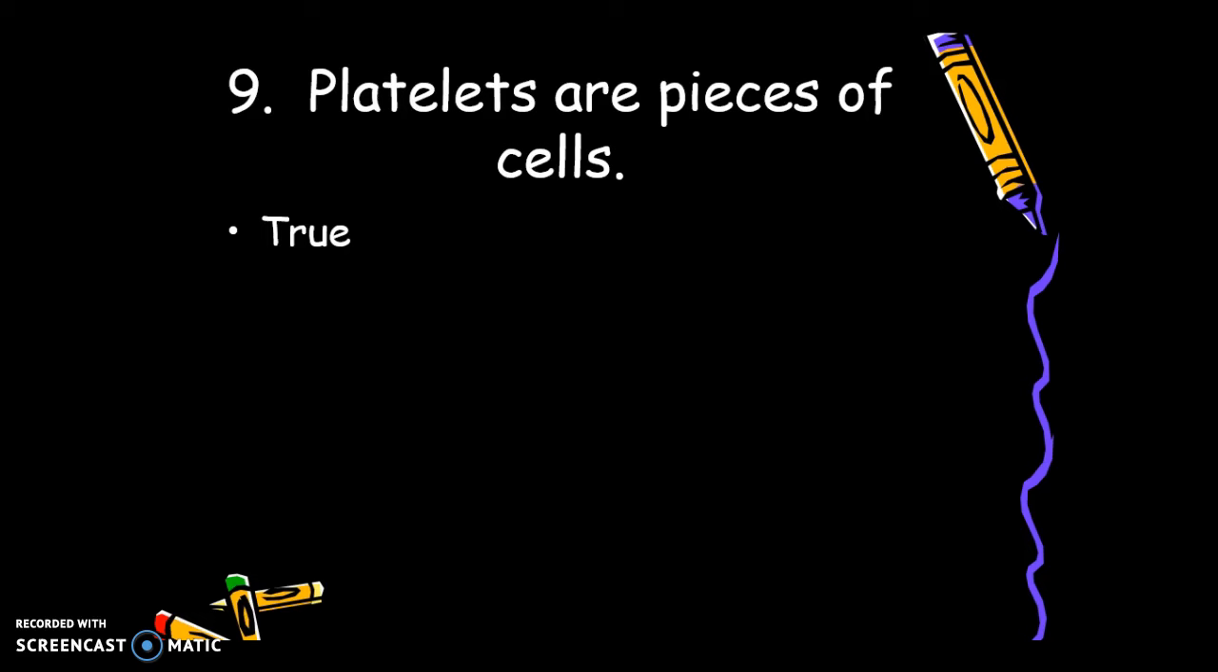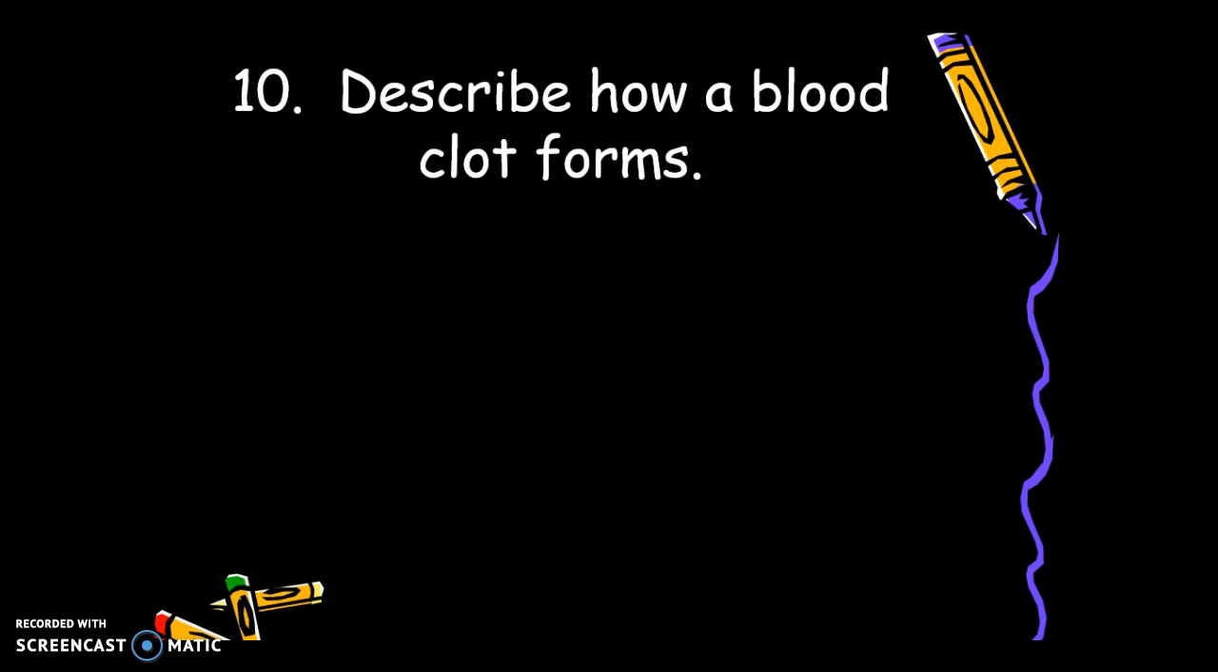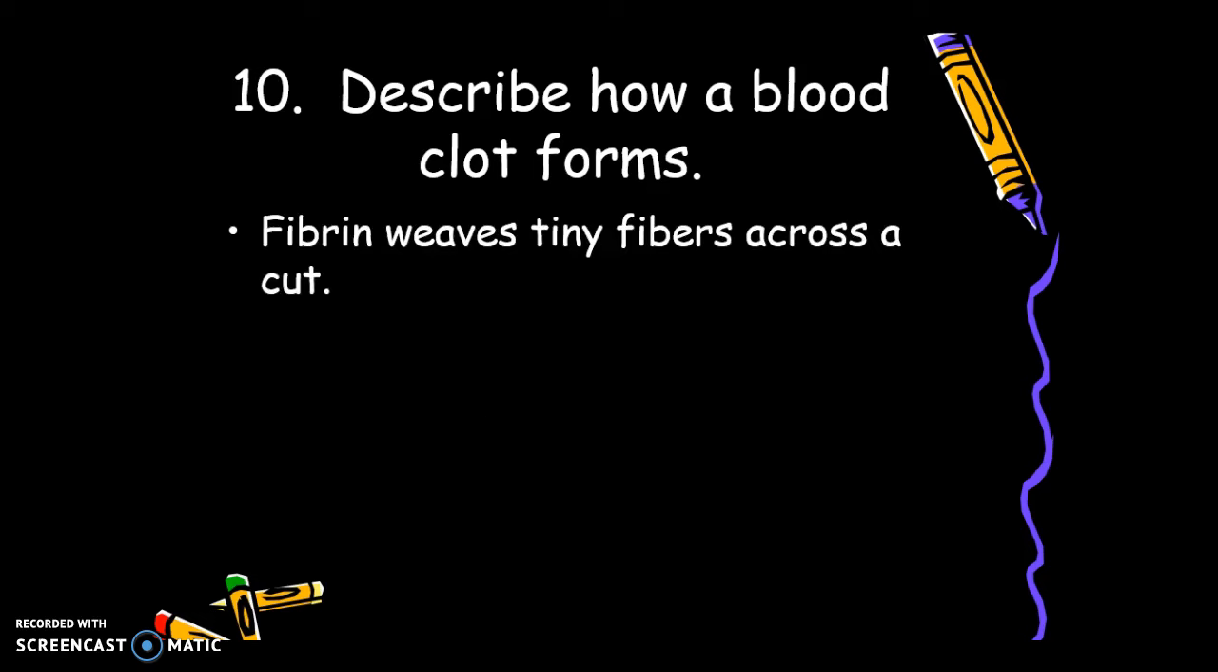Platelets, they are pieces of cells. That is true. Blood clot forms. This is what your platelets do. They produce something called fibrin and weave tiny fibers across your cut so that when the blood keeps running through it, it eventually catches stuff and forms a scab. And then you don't bleed anymore, and there's no chance of getting microorganisms in there.